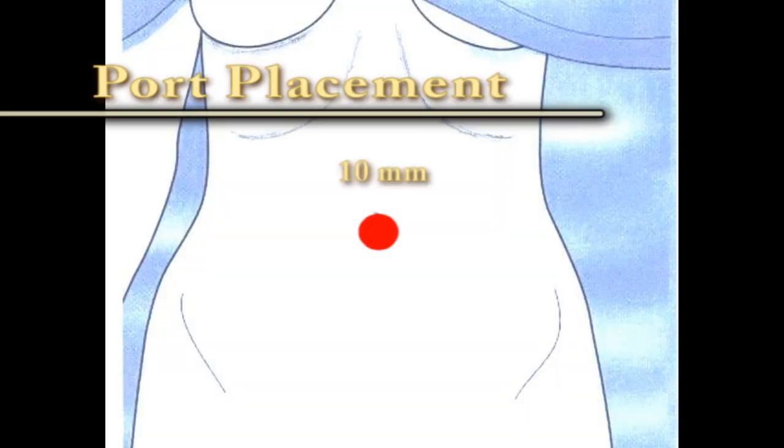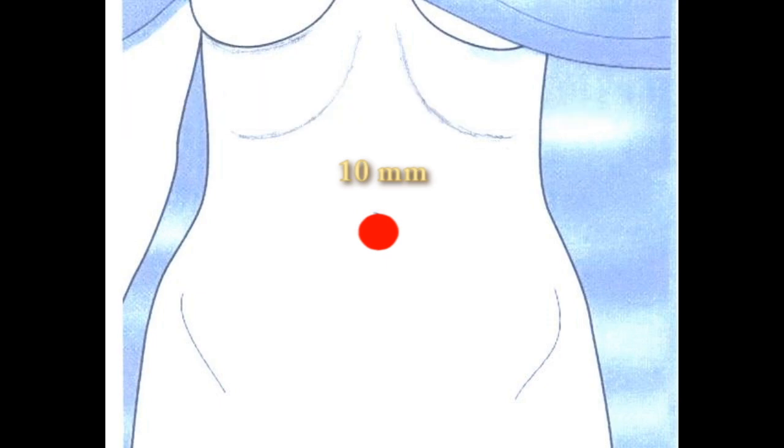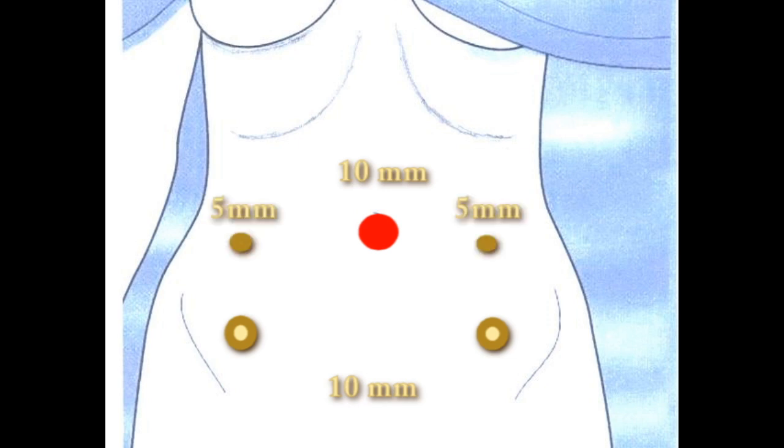First, we must address port placement. We start by placing a 10 mm port at the umbilicus. Then we place 2 more 10 mm ports laterally in the lower quadrants. We then place 5 mm ports lateral to the umbilicus bilaterally. We place the ports in this manner to facilitate dissection and suturing for this course.